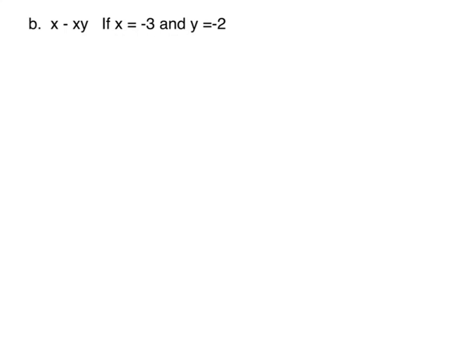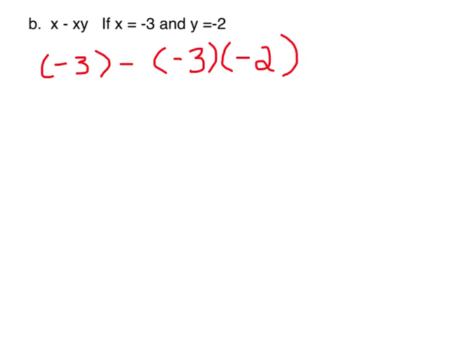And B, x minus xy. X is -3, so I'm going to put -3 here, minus another -3, y is negative 2. Okay, so here I'm going to multiply these two guys together. Negative times negative is positive 6. And here I've got negative 3. I'm going to bring this guy down. Negative 3 minus 6 is negative 9.